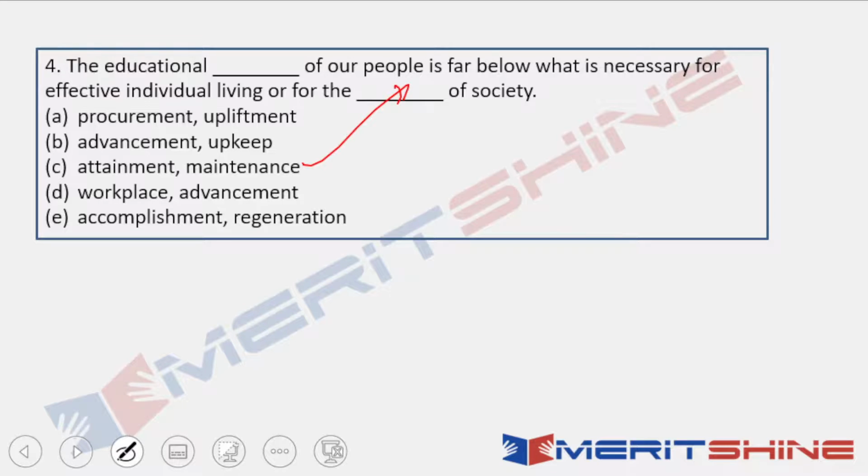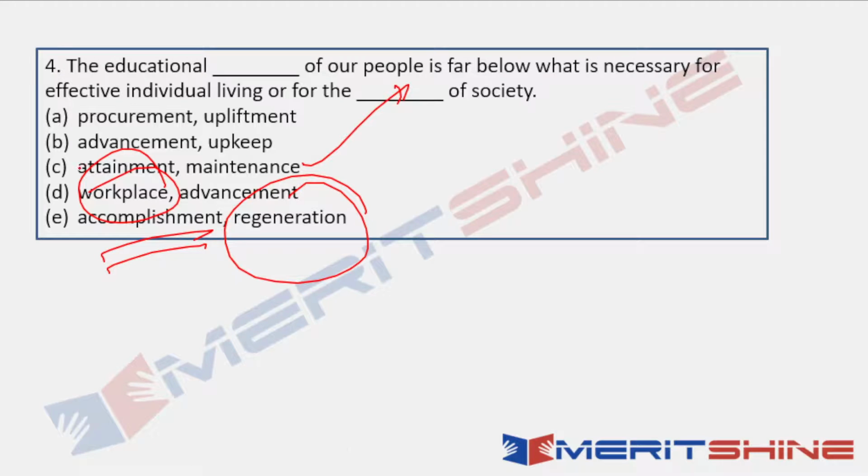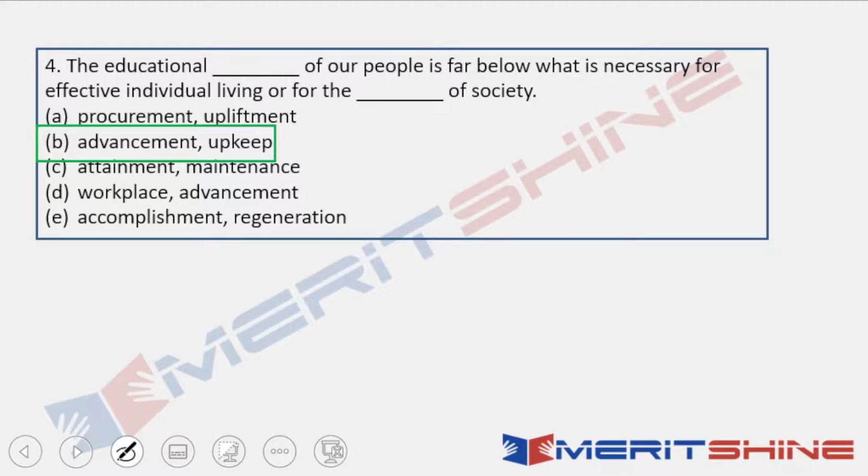Now, D, educational workplace and advancement of society. Workplace does not fit contextually. Accomplishment and regeneration of the society. This one is much better. B is much better than D, because educational accomplishment of our people can come, but for the regeneration of the society, what is necessary for effective individual living, regeneration of the society is a very big thing, right? You are changing the society. You are creating a revolution in the society. So for that, this sentence seemed to be a tad bit normal sentence, right? So there would be more hyperbolic references in a sentence which would be referring to such big things, right? So in question number 4, now we are clear that option B would be your answer.